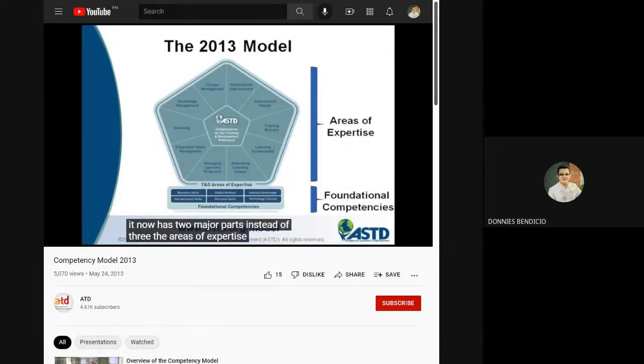The areas of expertise are the functional technical areas that are specific to the T&D profession. There are now 10. Learning technologies was added as the 10th AOE in 2013. The foundational competencies, shown at the bottom, are the business managerial skill sets required for nearly all occupations. There are now 6. Three were added in 2013: specifically, global mindset, industry or sector knowledge, and technology literacy.